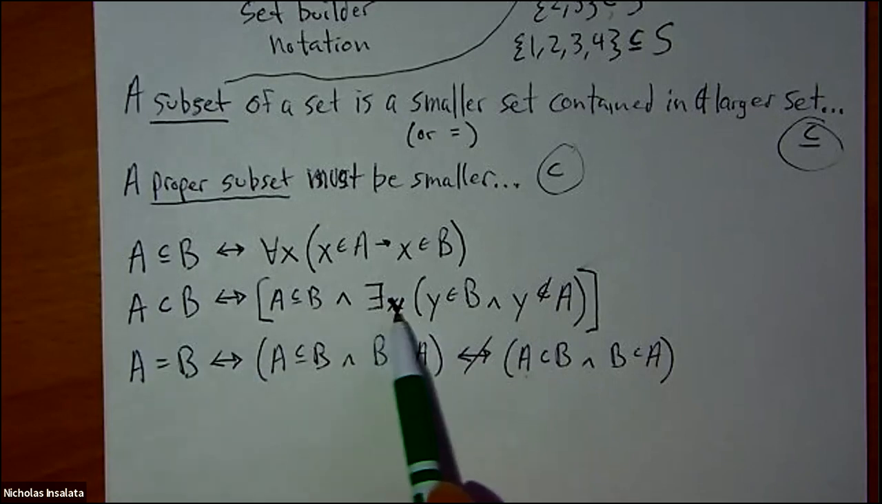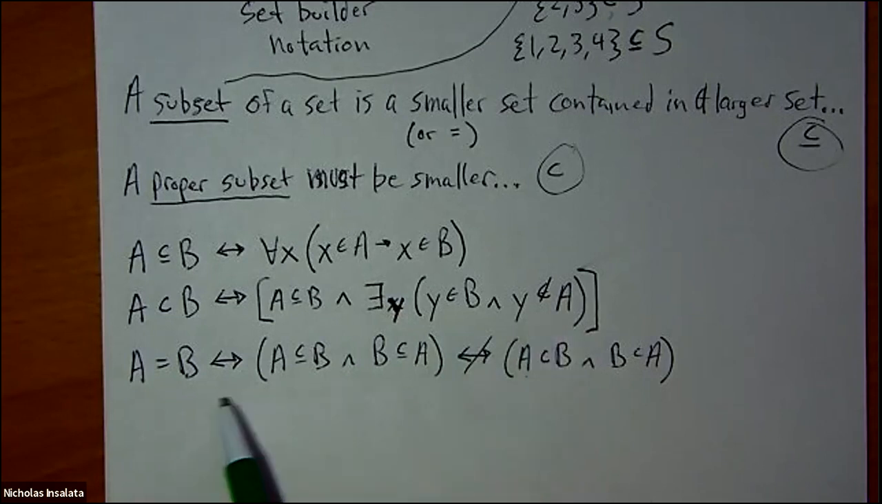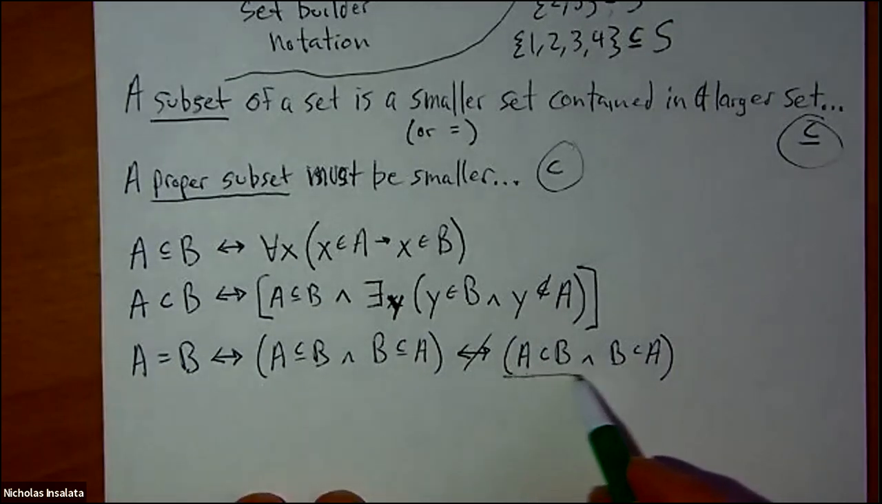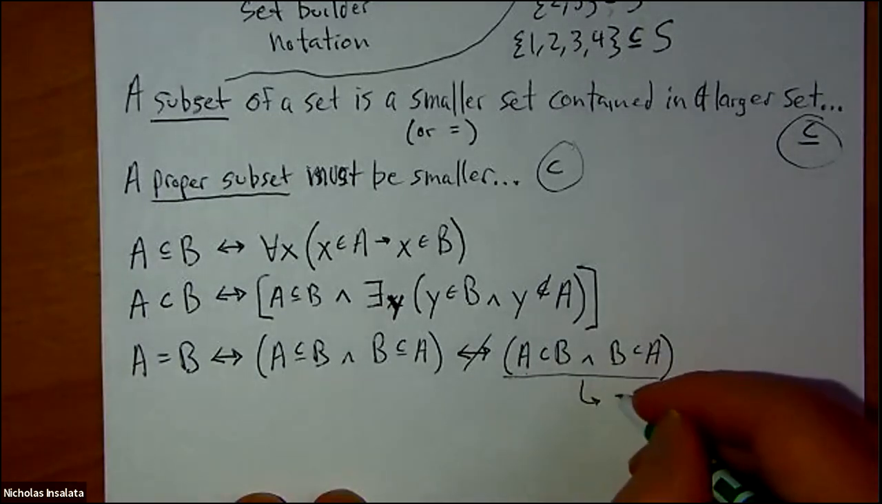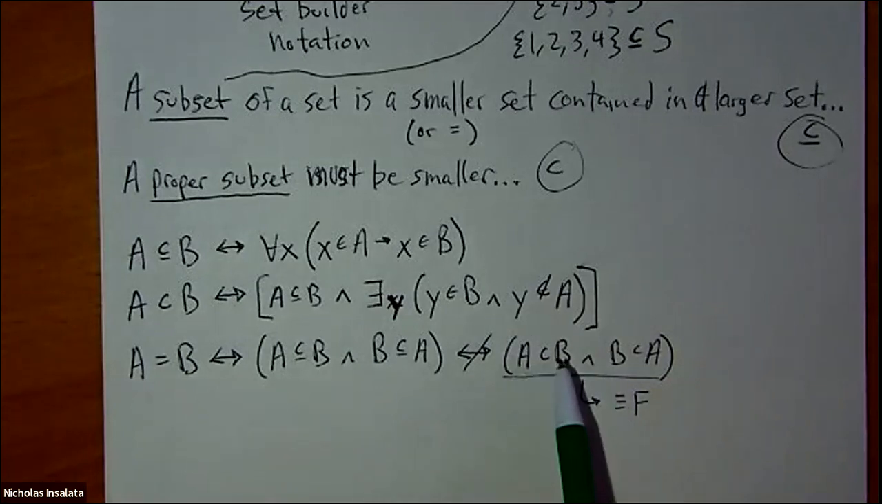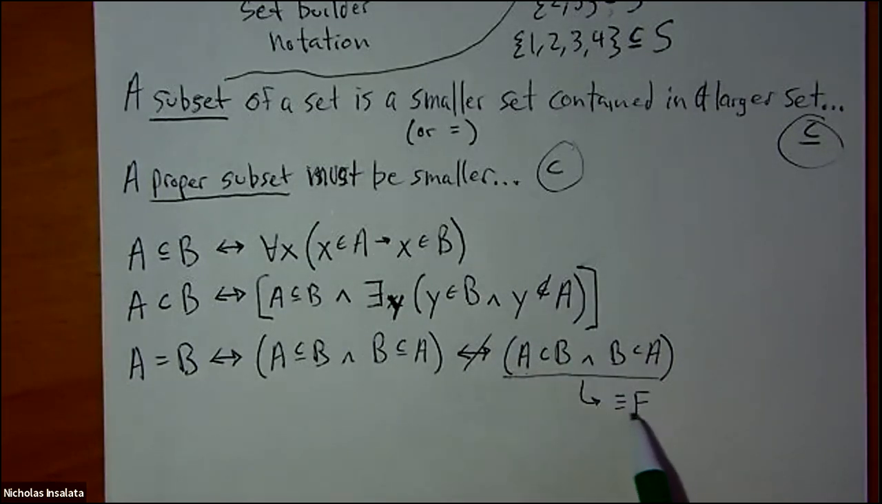I have to have some sort of thing that's in one but not in the other, which means they couldn't be equal, right? If they were proper subsets of each other, they'd both have to be smaller than each other. This is always false. There's no such sets where one is smaller than the other and the other smaller than the one. That's impossible, right? You couldn't have both of these things be true. So this statement is a contradiction. It's just always false, right?